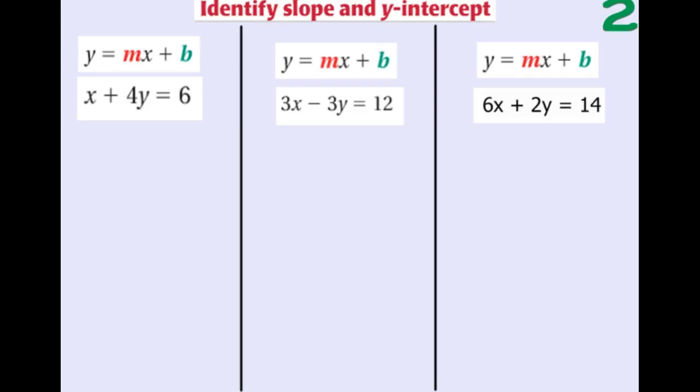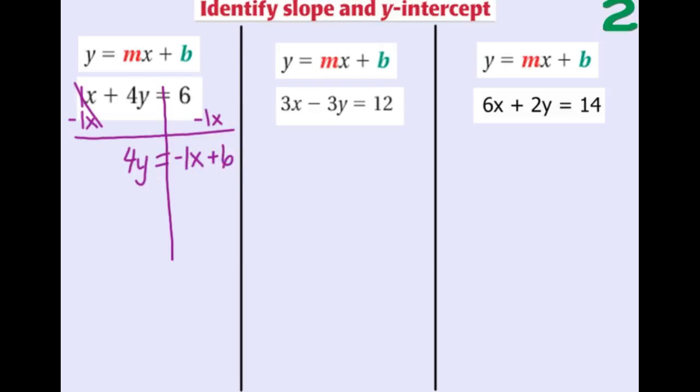Let's solve a couple more for y. This again is what we call slope-intercept form or function form. I'm going to move this 1x over to the other side, so subtract 1x. 1 minus 1 is 0, so we have 4y. And then write your x's first. Negative 1x and a positive 6, so plus 6. We can't combine them because one has an x and the other doesn't.